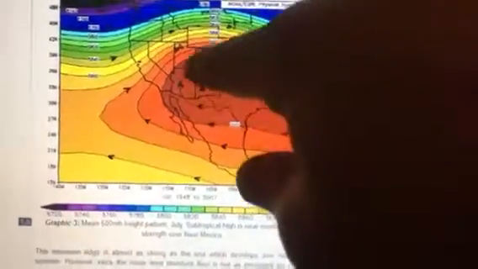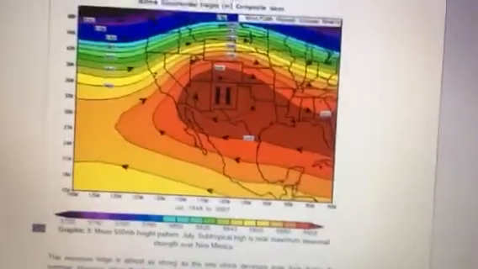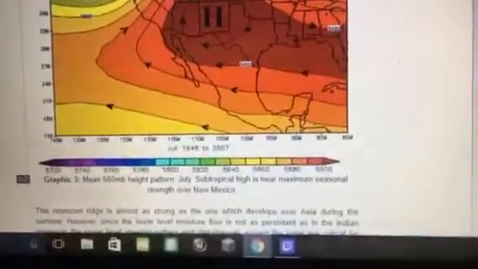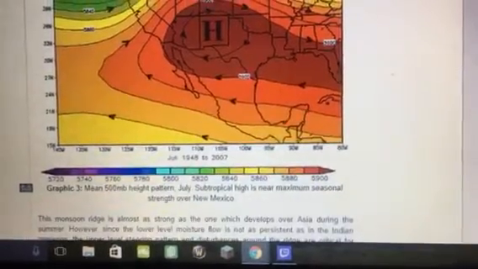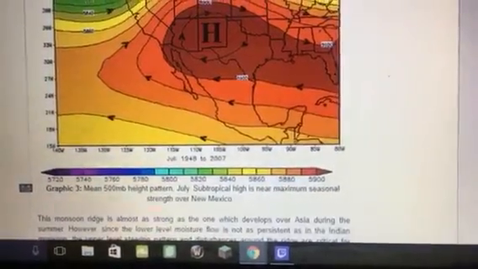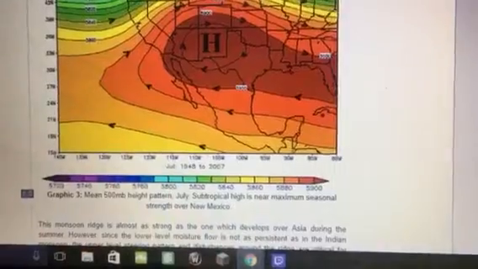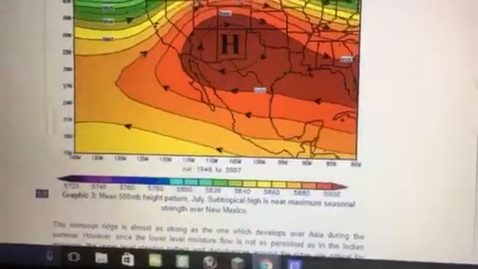position. The high is going to move pretty much in that general location. All right. So graphic 3. Mean 500 millibar height pattern, July. Subtropical high is near maximum seasonal strength over New Mexico.